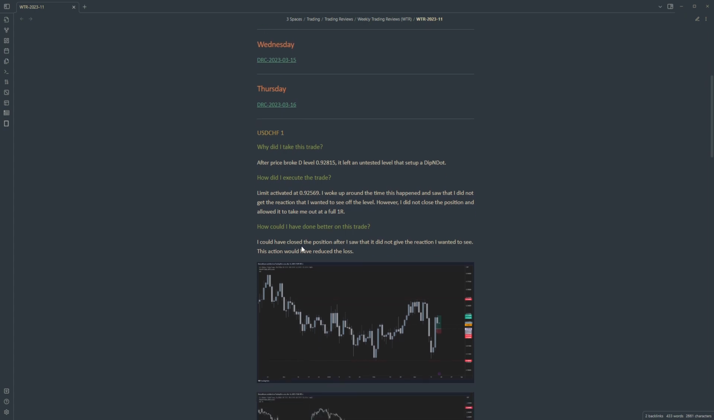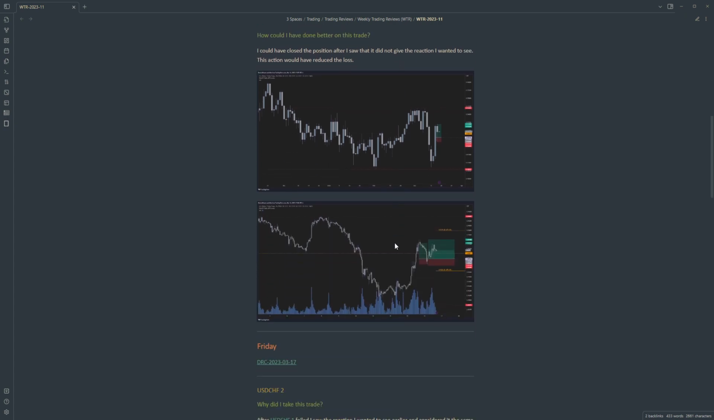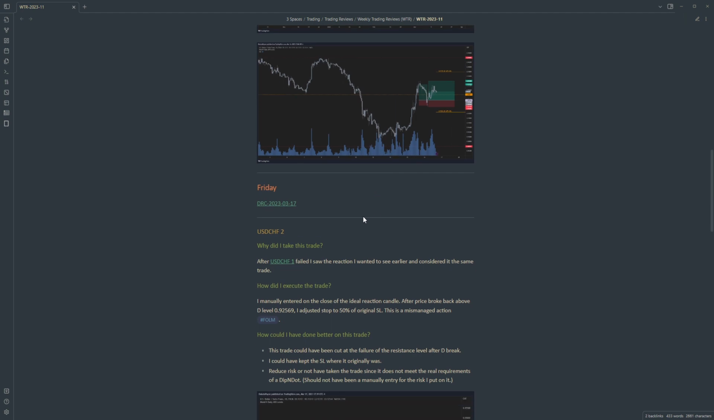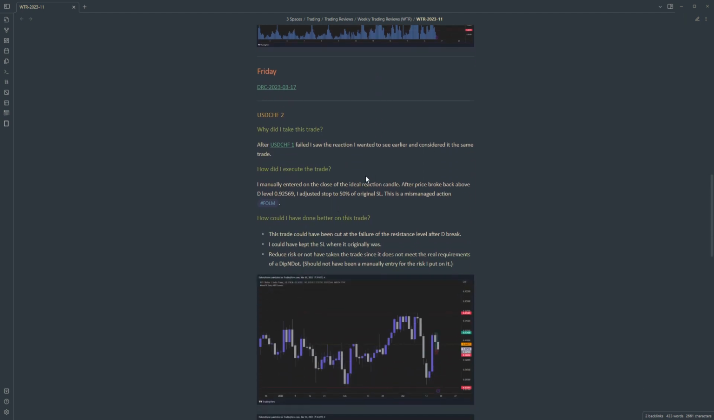Okay, how could I have done better? I could have closed the position after I saw that it didn't give me the reaction that I wanted to see. This action could have reduced the loss. And there's that trade. Now going to second trade.